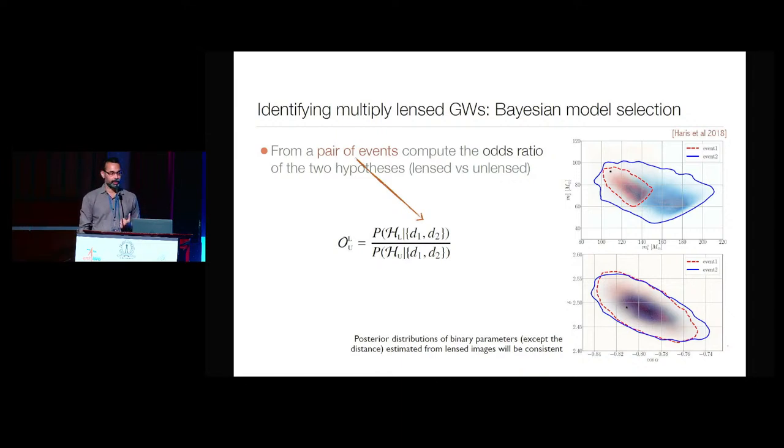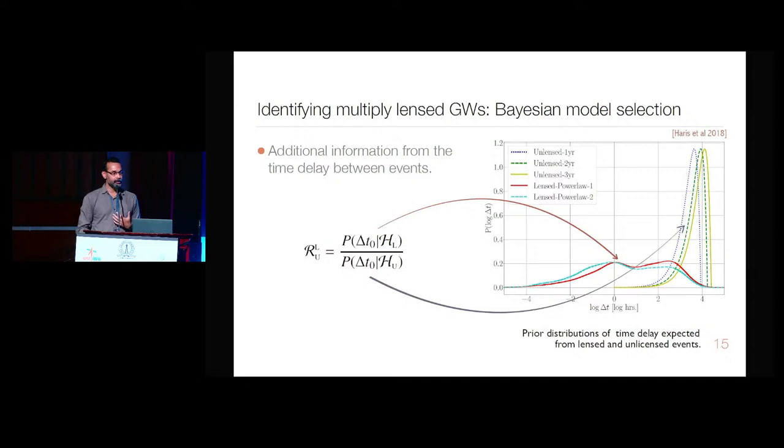So our group, our colleagues, have developed a Bayesian model selection method to identify strongly lensed gravitational waves. The idea is that if you take a pair of events, you can ask the question: are this pair of events lensed counterparts of the same merger, or are they coming from two independent mergers happening at different parts of the universe? It turns out that one could cast this in the language of Bayesian model selection. And you have additional information. The time delay between two events also tells something.